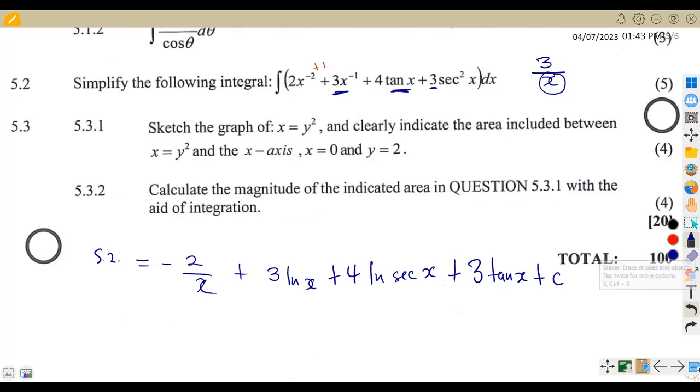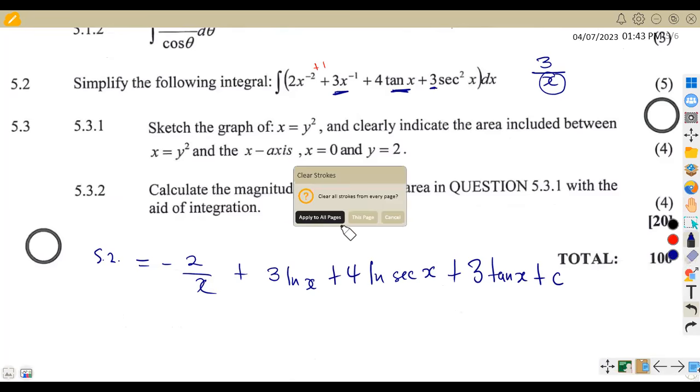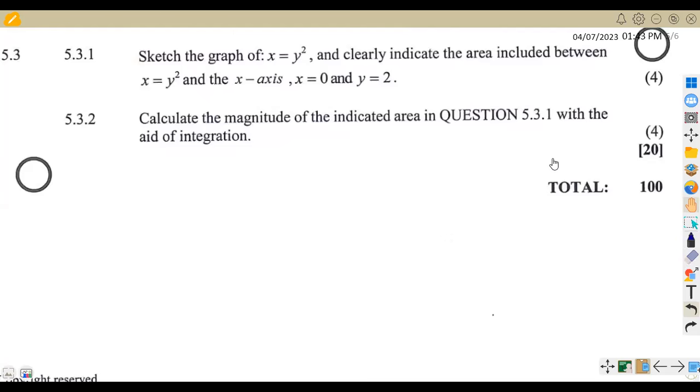All right, 5.3, still on integration, we are given: sketch the graph of x is equal to y squared. Clearly indicate... All right, so just like the previous graph that I told you, it's difficult for you to sketch a graph when it is written x is equal to. So make y the subject in this case. So we are given that x is equal to y squared. So you can simply make y the subject by taking the square root on both sides. That means y is equal to square root of x. Guys, the square root of x can only be defined for positive x. We can't have x being negative.